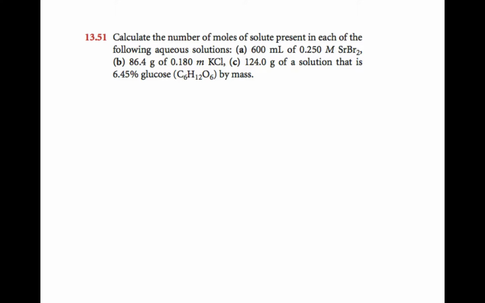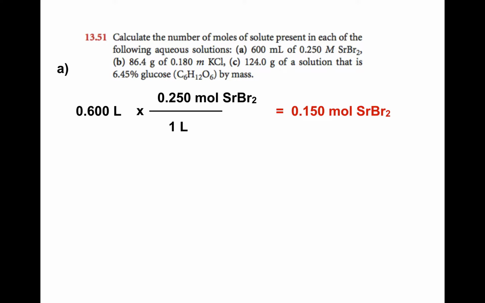Calculate the number of moles of solute present in each of the following aqueous solutions. All right, A. They give us a 600 milliliter, 0.25 molar strontium bromide solution. If we multiply liters by moles per liter, so convert milliliters to liters and multiply by the molarity, that'll give me moles of the solute.